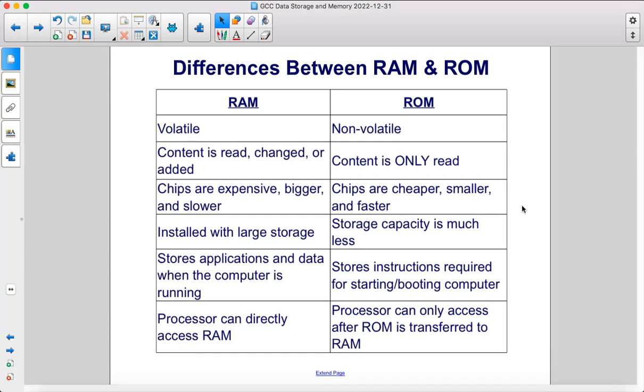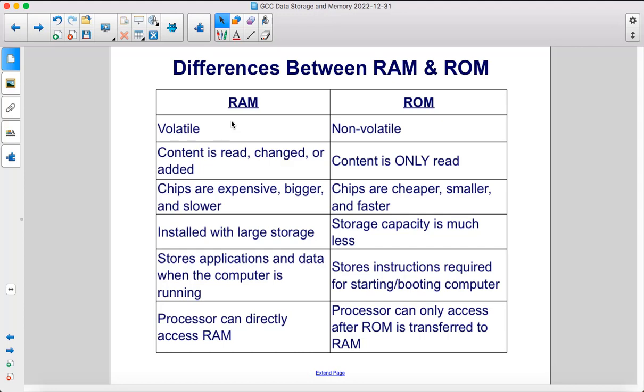Here are the differences between RAM and ROM. RAM, random access memory, is volatile. The content is read, changed, or added. Chips are expensive, bigger, and slower. Installed with large storage. It stores applications and data when the computer is running, and the processor can directly access it.